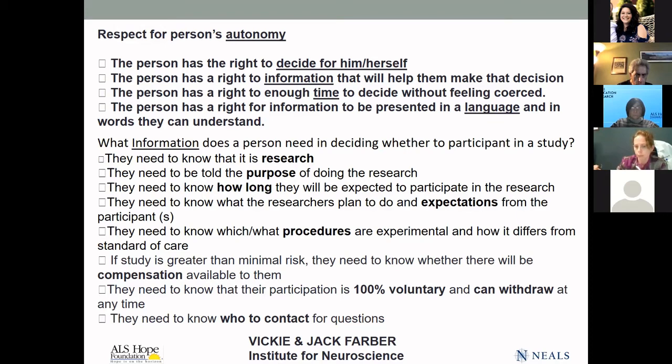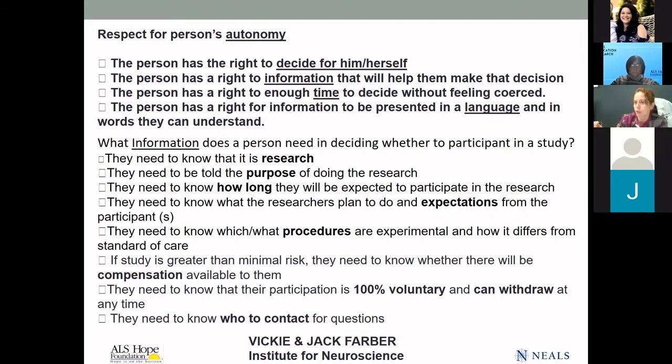And then, of course, they need to know that their participation is voluntary and they can withdraw it at any time point. And also, who do they ask questions from? All of these elements are actively being looked for by IRBs when researchers submit the consent form. Is that information part of the IRB consent form?